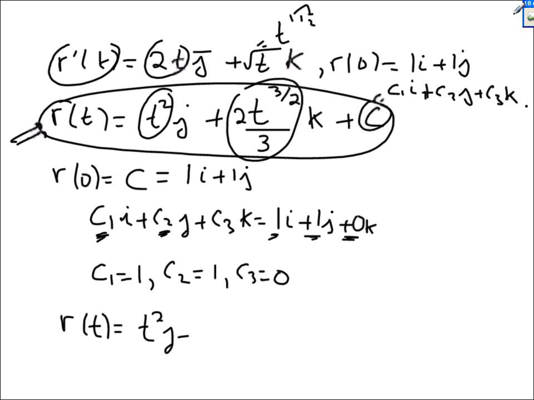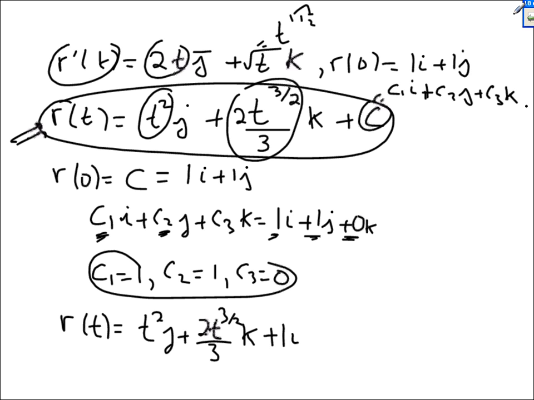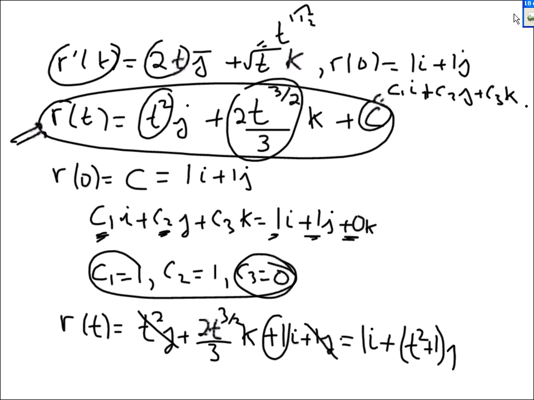It's t squared j plus 2t to the 3/2 over 3 k plus c, which is 1i plus 1j plus 0k. Combining like terms, I just have 1i. How many j's do I have? t squared plus 1 j's. And for k's, I just have this one here, 2t to the 3/2 over 3 k. That's exactly what r of t equals. We don't have it up to a constant, we have it exactly.